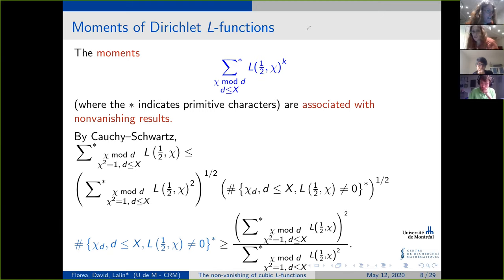So in sum, the conclusion for this slide is that a good method to estimate the number of characters such that the L function is different from 0 is to have good estimates for the first and second moment. And hopefully they will tell me something about this conjecture. Okay, any questions?